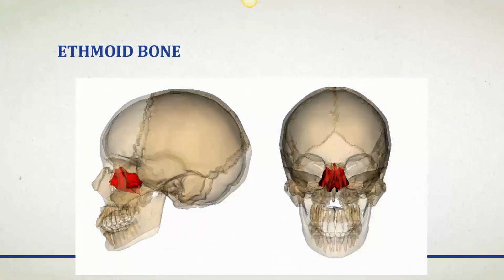Now we have the ethmoid bone. The ethmoid bone is just behind the nasal bone. In ancient Egyptian times, when they used to mummify bodies, they used to break up through the nose and get in and swish the brain around and get the brains out through the nasal cavity. They would have to break through this ethmoid bone in order to do that, to mummify the bodies.